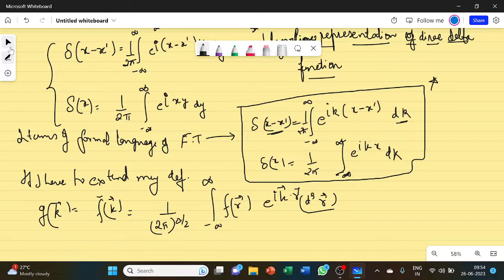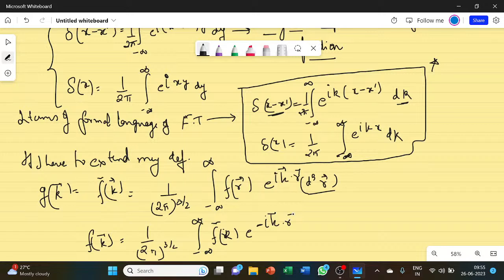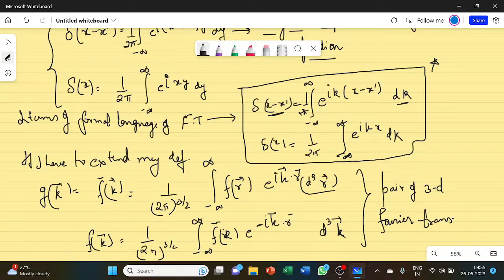And if I want to write the inverse Fourier transform for the above, I'll write f of r vector is simply 1 upon 2 pi raised to power 3 by 2, minus infinity to plus infinity, f tilde of k, and then e to the power minus iota k dot r vector, d3 k. Don't get confused with this, but remember, if this is positive then this will be negative. So both are Fourier transforms of each other, and they represent a pair of 3-dimensional Fourier transform. I hope it is clear.